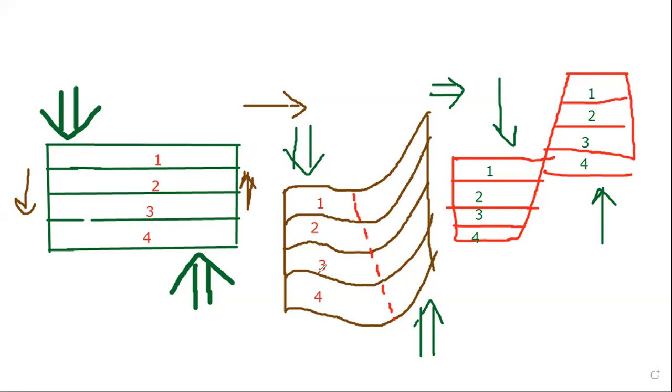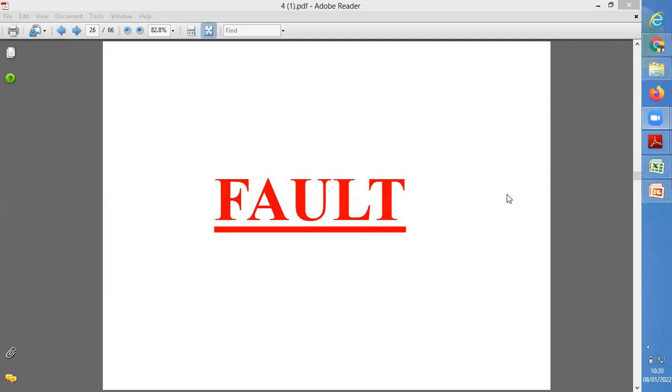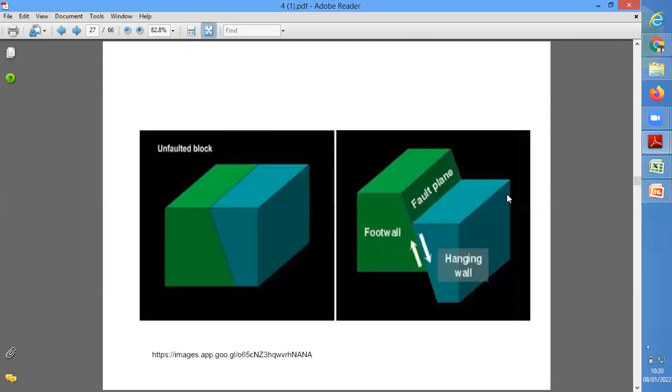Have you understood now what is the meaning of fault? Now I will show you the examples of the fault. Just a minute. So the fault means, this unfaulted block means if the fracture is there, two separate rocks are there.